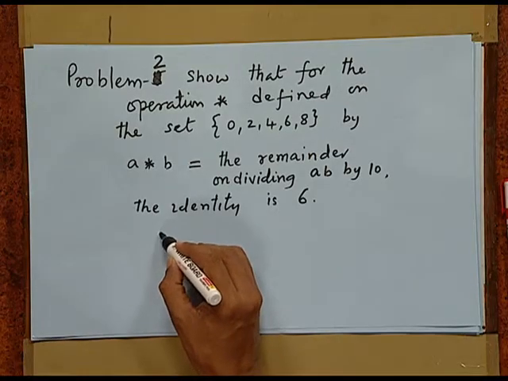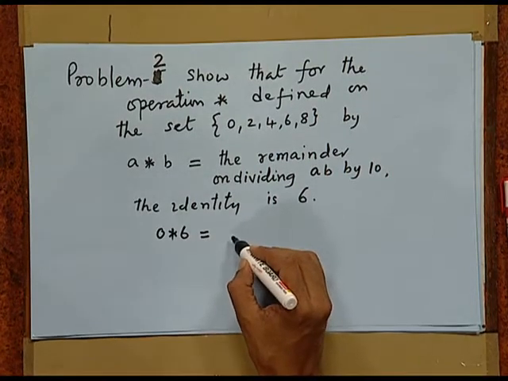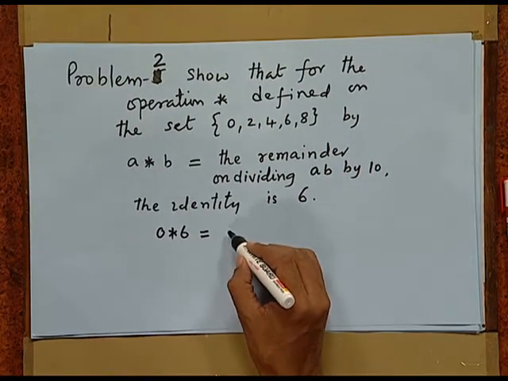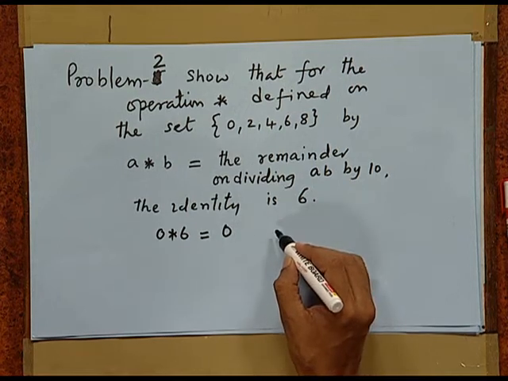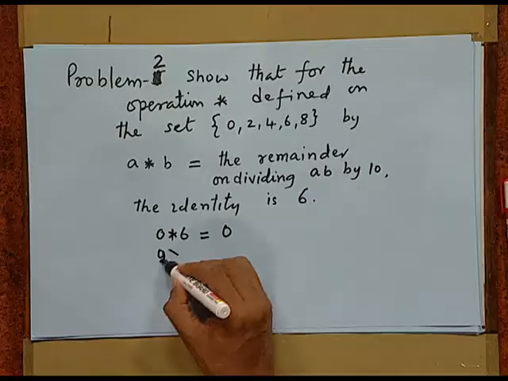We have 0 star 6 equal to the remainder, it is 0 because 0 star 6 is 0. We divide it by 10, the remainder is 0. Let us take 0, 2 star 6.